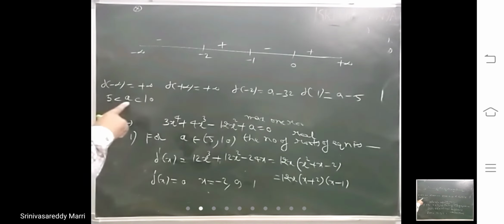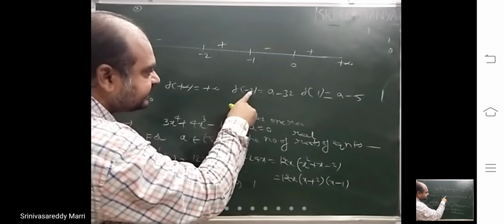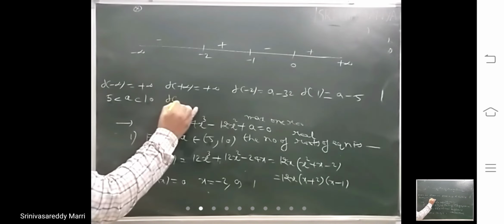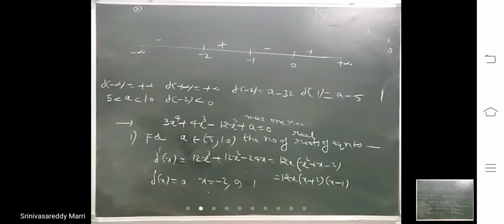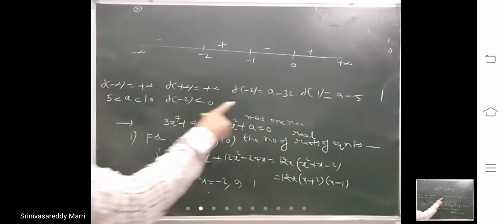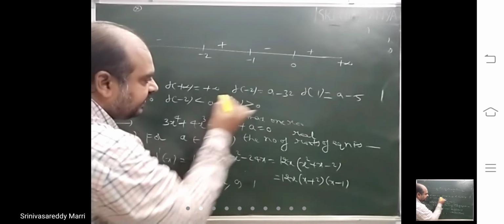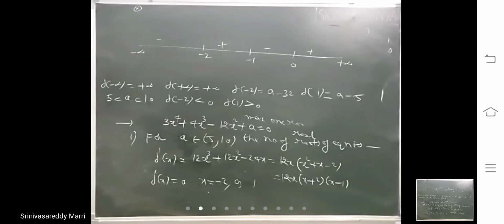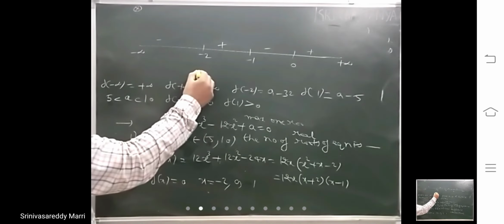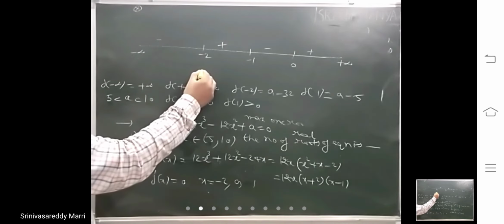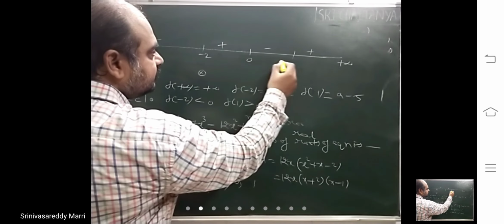If a lies between 5 and 10, look at here. For this a value, f of minus 2 will be positive or negative. Graph will be decided. f of minus 2 negative. So if a lies between 5 to 10, a minus 5 is what? Positive. That means clearly f of minus 2 is negative, f of 1 is positive, clearly because he has given a interval.